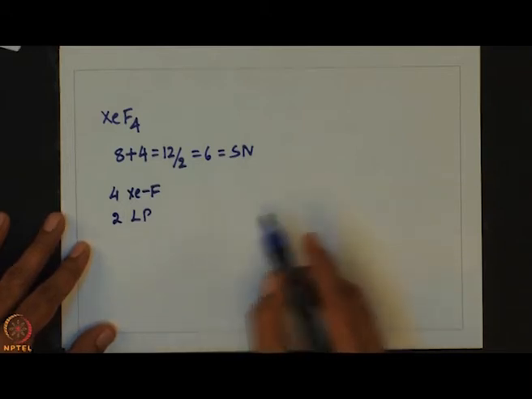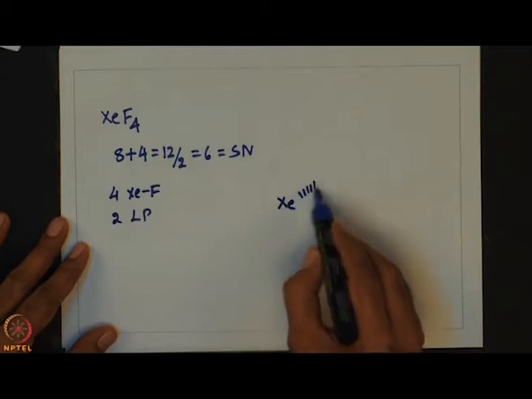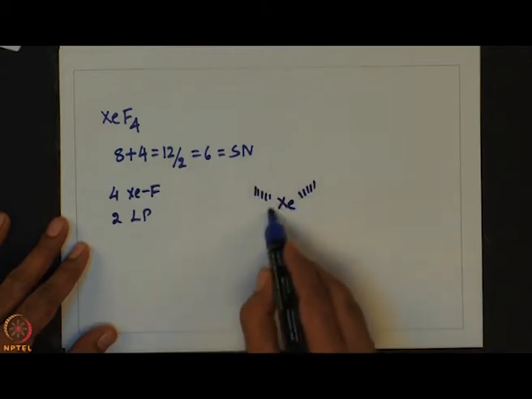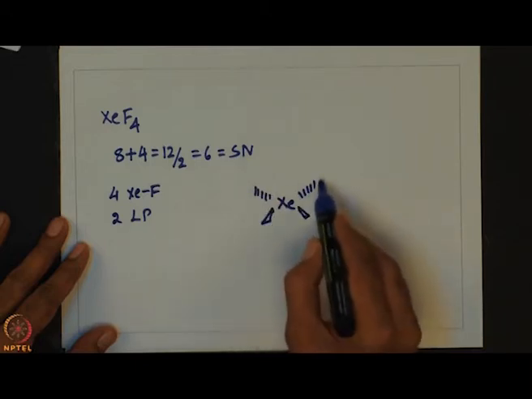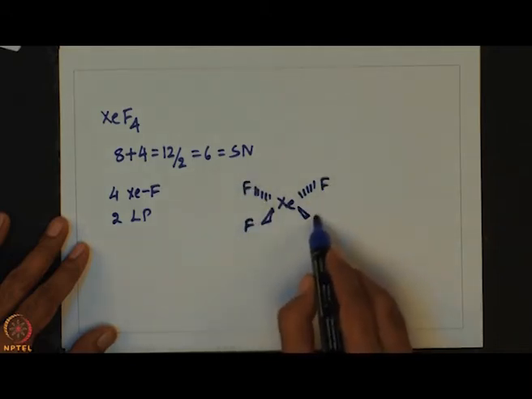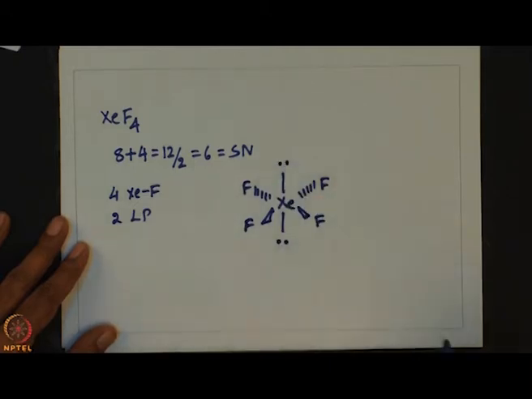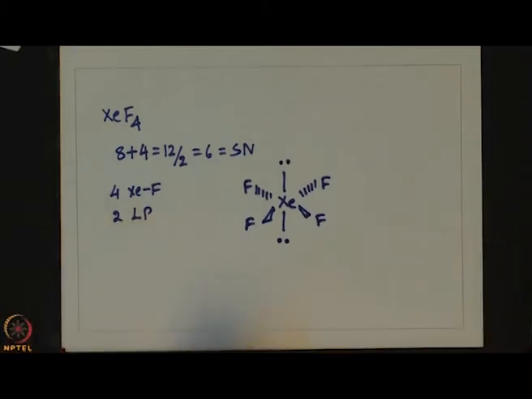The geometry is again octahedral. Xenon will be at the center. These are placed here, and in the axial position 2 lone pairs will occupy. So now the geometry of XeF4 is octahedral, whereas the shape is square planar.